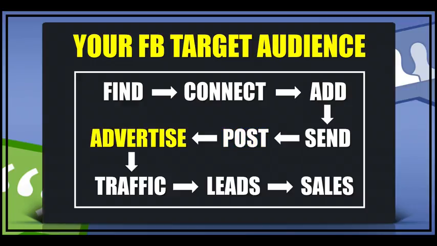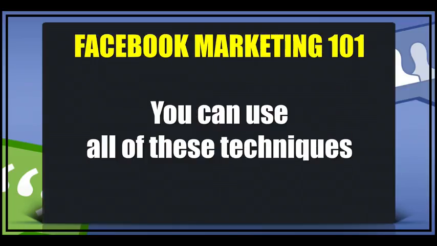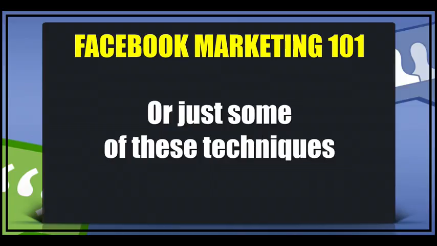And then another way would be to advertise. And this is where you start stepping up your game. Now you're doing dark posts, and maybe you're building up pages and advertising to them there. That advertising drives massive traffic back to your site, right? Advertising is where it's really going to scale up. That traffic converts into leads, and then those leads convert into sales. So as you can see, this is the most simplistic flow chart out there that really tells you: find your audience, connect with them, add them as friends, send them messages, create posts to reach them, advertise to scale up to reach them, and then that turns into traffic, leads, and sales. And you can use all of these techniques or just some of these techniques.